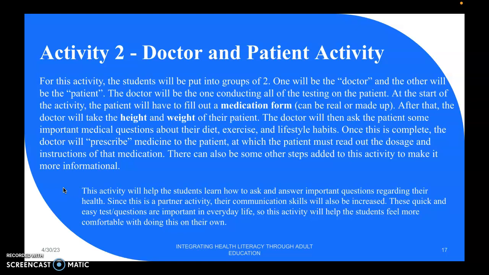This activity will help the students learn how to ask and answer important questions regarding their health. Since this is a partner activity, their communication skills will also be increased. These quick and easy tests and questions are important in everyday life, so this activity will help the students feel more comfortable with doing this on their own.